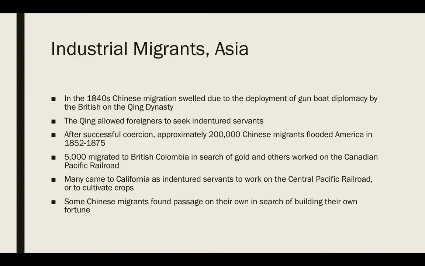And approximately 5,000 migrated to British Columbia in search of gold, and others worked on the Canadian Pacific Railroad. Many came to California as indentured servants to work on the Central Pacific Railroad or to cultivate crops. Some Chinese migrants, however, found passage on their own in search of building their own fortune instead of having to rely on working themselves out of a contract.